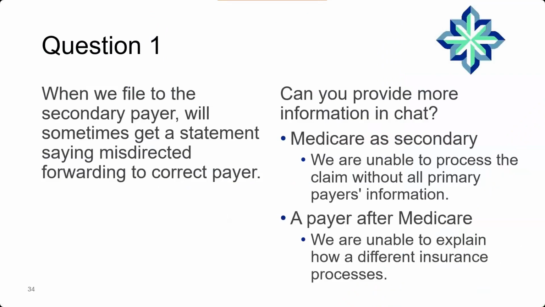When we file to the secondary payer, we'll sometimes get a statement saying misdirected. This statement simply means that when it was sent from us to someone else, the information wasn't sent the way that it should have been. So maybe it was misdirected forwarding to the correct payer. What that means is that we originally didn't forward it to the correct payer. There's updated information. Something happened, and so we're forwarding on to a secondary. Again, this has nothing to do with primary, though. In this case, Medicare is the primary, and we're forwarding it.